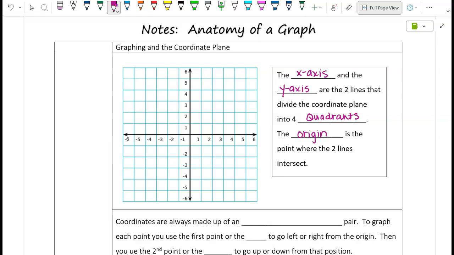So the x-axis is always the horizontal, the line going left and right. This is our x-axis. The y-axis is always our vertical line, or our up and down. So that is our y-axis. The point where the two axes meet here is called the origin.